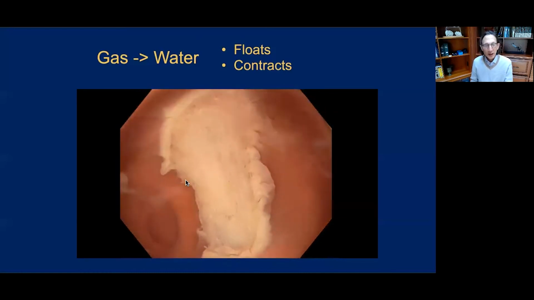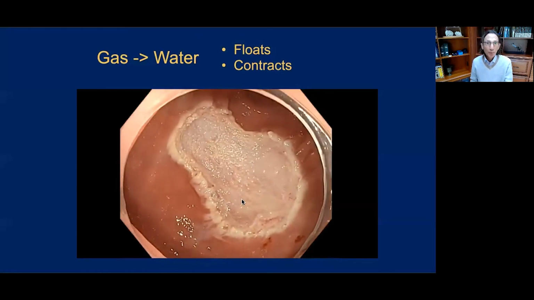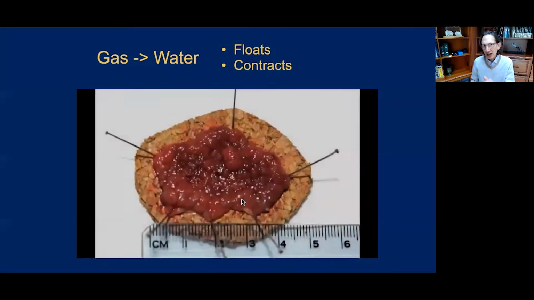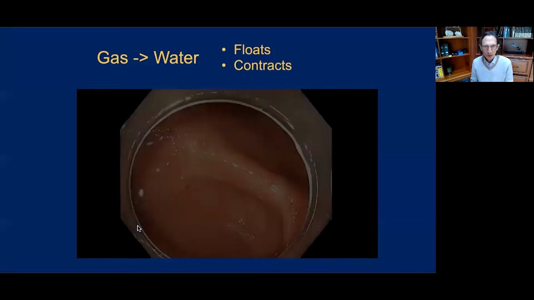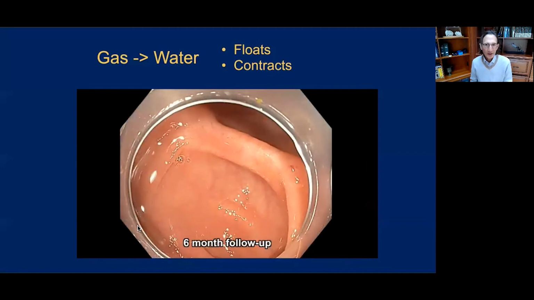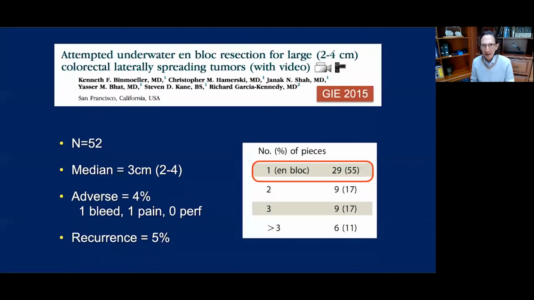Now you can see the appearance after the resection. Note there's no bleeding because the plane of resection is more superficial. It's an SM2. Here is the specimen pinned to some cork. It's a tubular villus adenoma. And here the appearance at 6 months of follow-up. So it's really impressive how by just filling the lumen with water and allowing the lumen to contract and that muscle stays on the outside, that we're able to capture much more real estate, a much larger surface area.